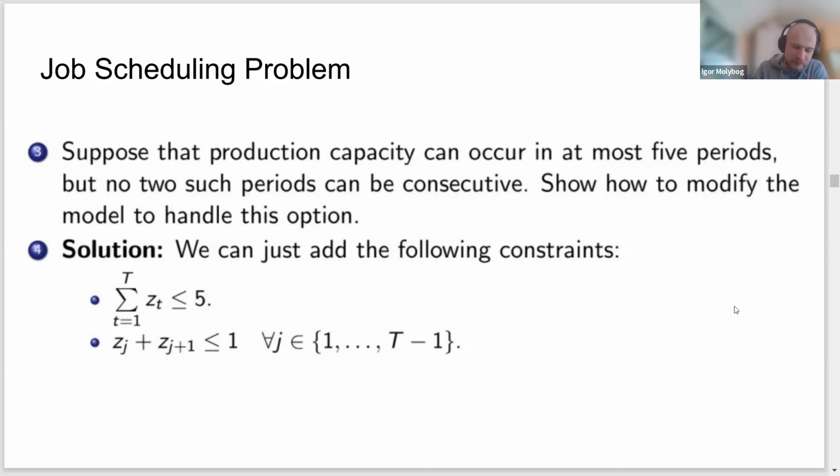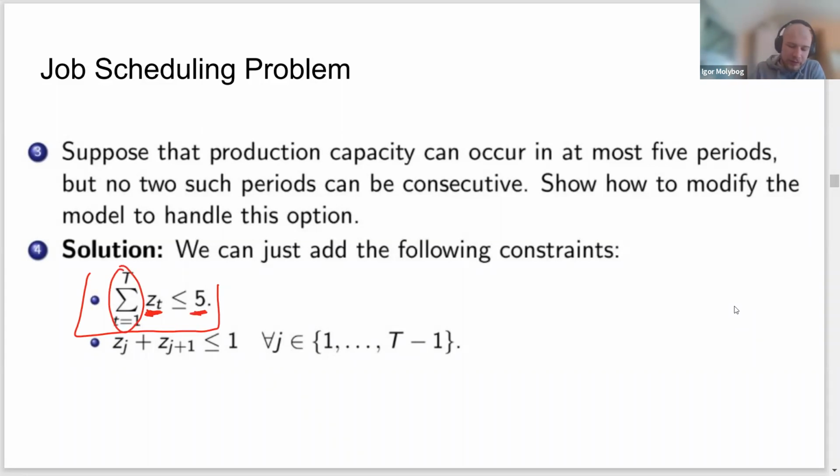The solution for this new caveat would be to add the following constraint. First of all, just a reminder, Z_t was the indicator that we are producing something in period t, and the sum over all of the periods of Z_t must be less than or equal to 5. This will ensure that we do not produce in more than 5 days ever.